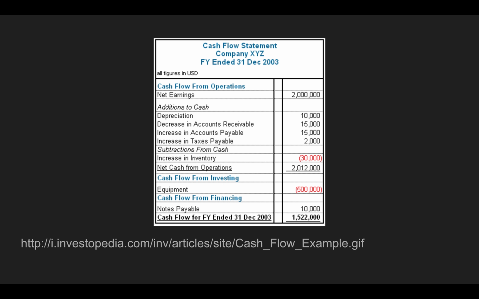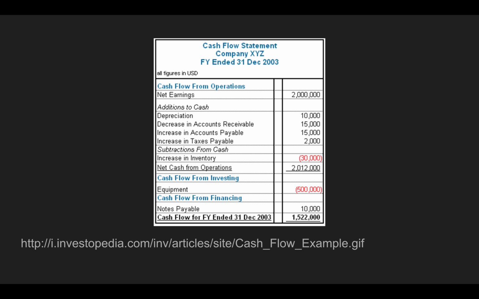So that could be they capitalized some equipment that they purchased for the business. That was $500,000. And then cash flow from financing. Notes payable for $10,000. So, who are these notes to? What is their credit worthiness? And who signed off on that decision, right?